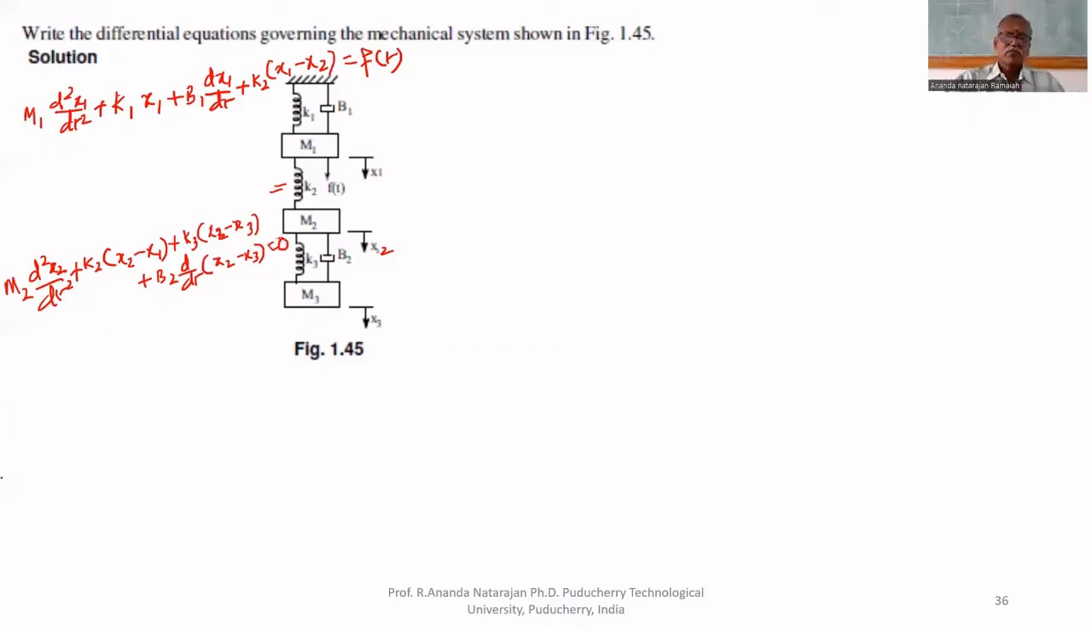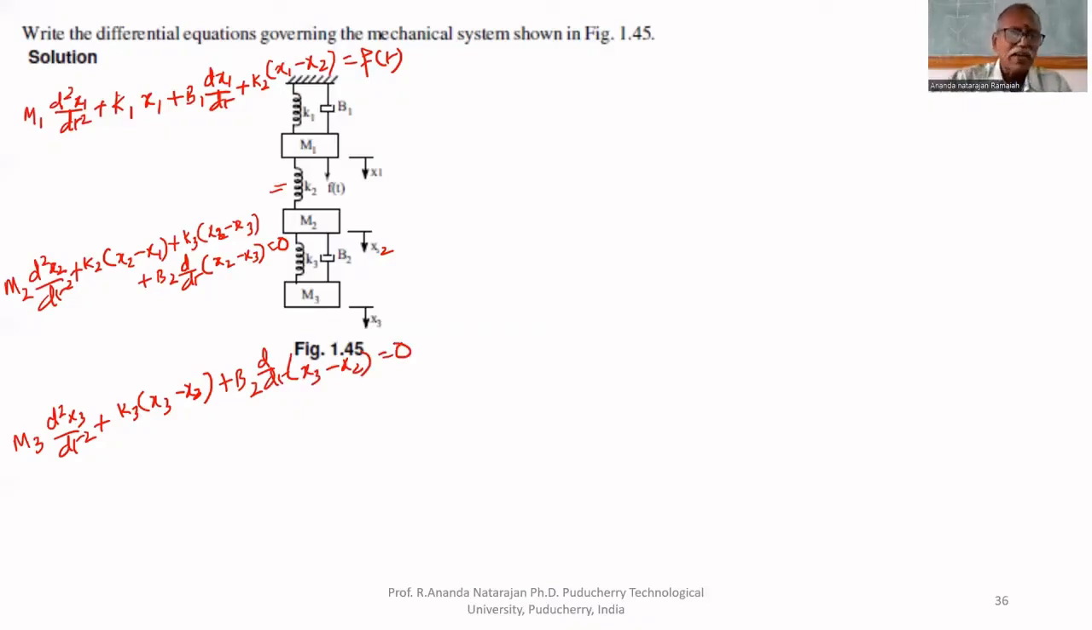No applied force. For third mass, m3 d square x3 by dt square plus k3 (x3 minus x2) plus b2 d upon dt (x3 minus x2) equal to 0. No applied force. These are the three mechanical equations.